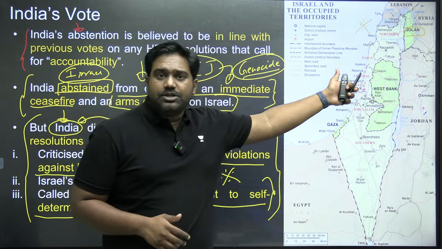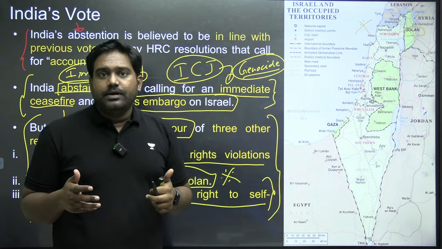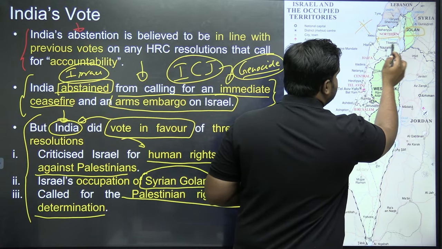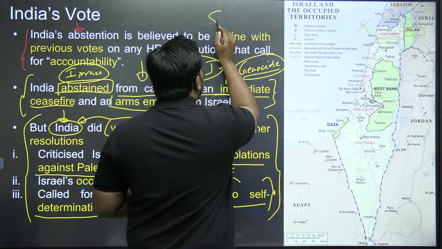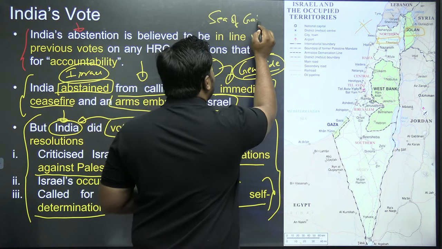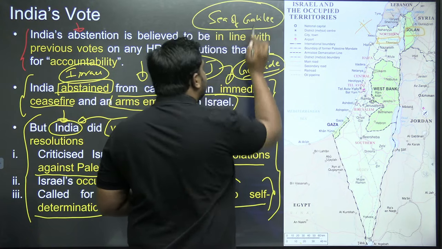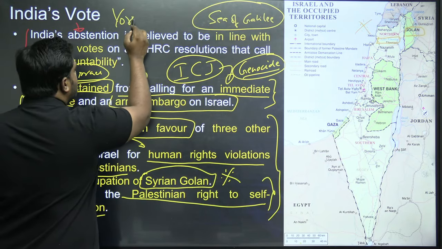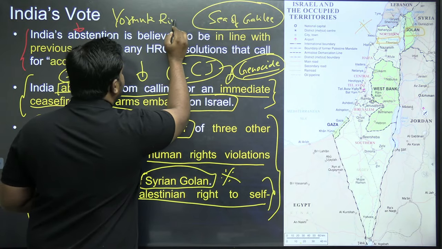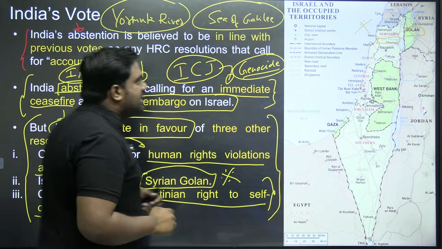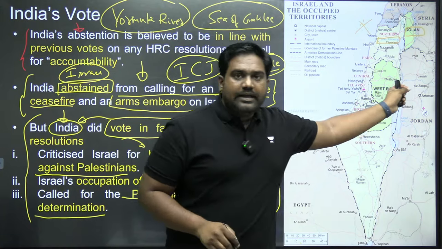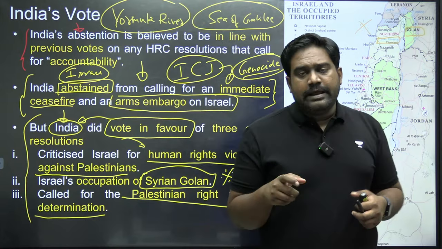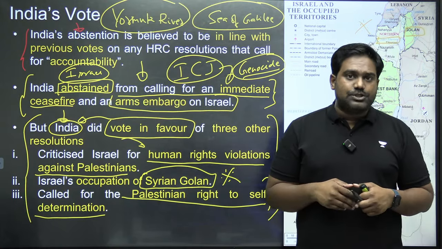Now, for a map-based question in your prelims, Golan Heights can be very important. Please note down the other important locations here. You can see Lake Tiberias, also called the Sea of Galilee. It is present right next to the Golan Heights. It's located next to the Yarmouk River. And you can also see Mount Hermon in the map if you observe closely. Right, these are important locations related to Golan Heights, which might appear as a map-based question.